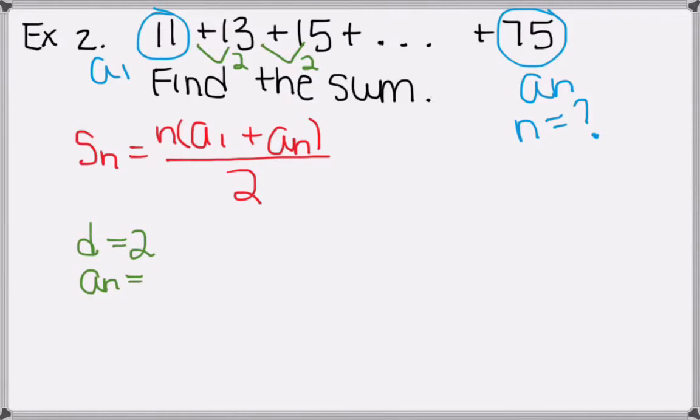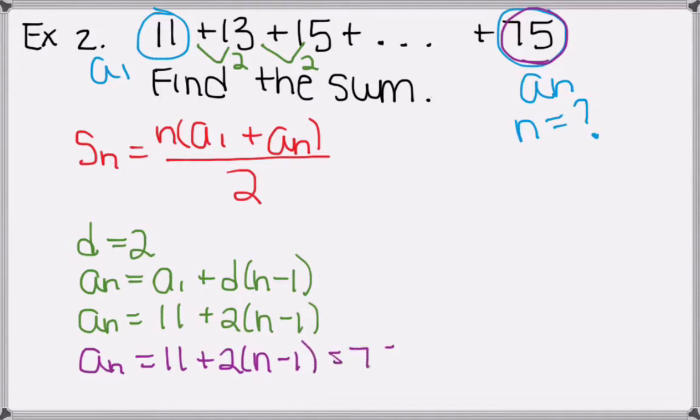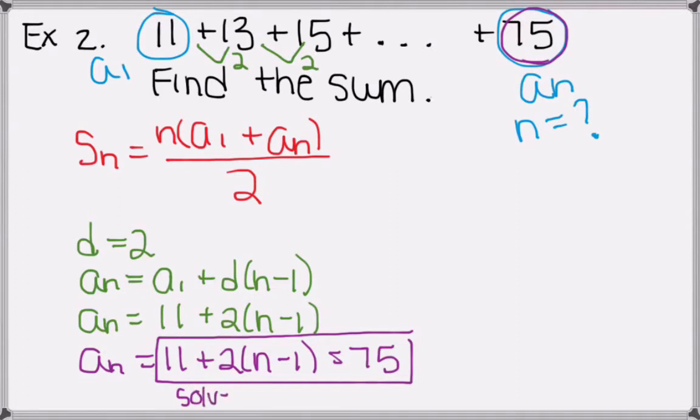If I plug that into the general form for terms in an arithmetic sequence, that gives me a sub n is equal to 11 plus 2 times n minus 1. In order to use the sum formula, we're going to need to find the value of n for the term 75. So I'm going to use the general form for terms in an arithmetic sequence and set that equal to 75 and solve for n.